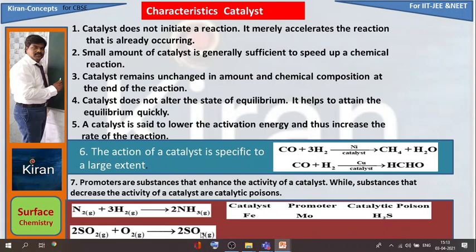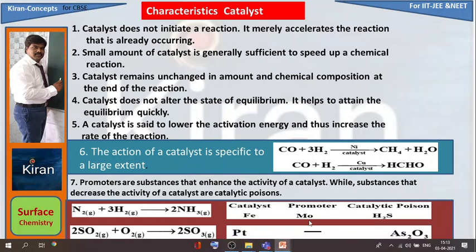Second example, formation of sulfur trioxide from sulfur dioxide and oxygen. Here also you require one catalyst, that is platinum. There is no need of a promoter in this case, and when you want to spoil this chemical reaction, the catalytic poison is As2O3, arsenic trioxide. So these are the important characteristic properties of a catalyst.